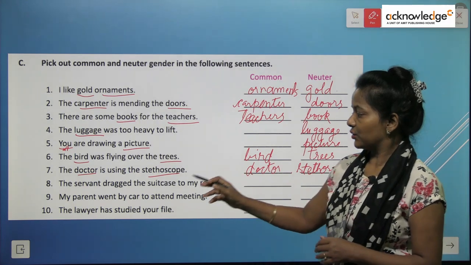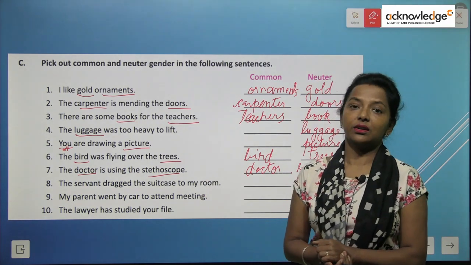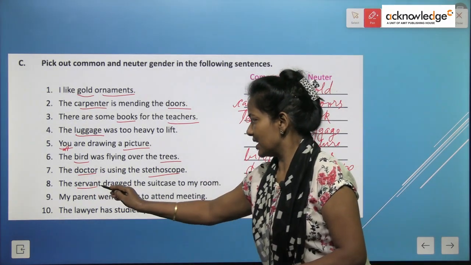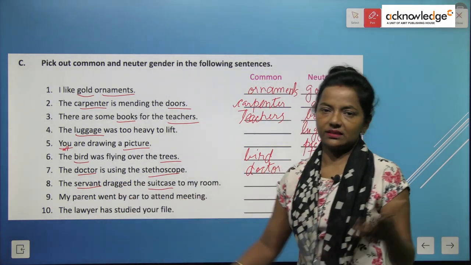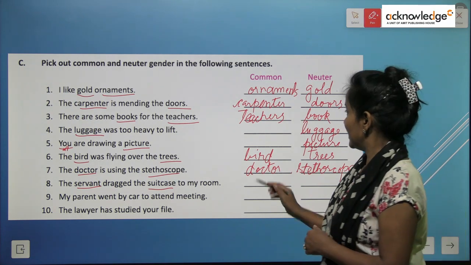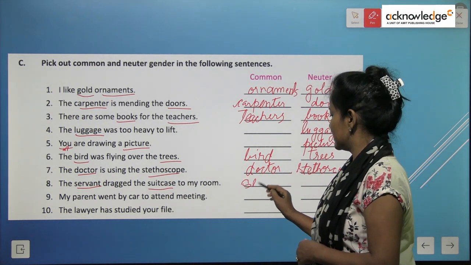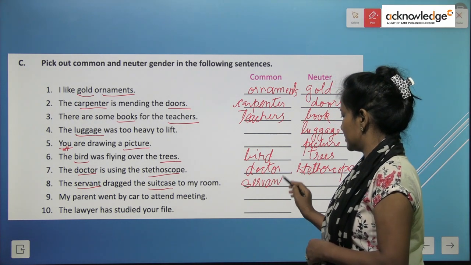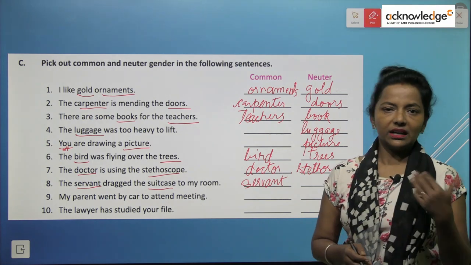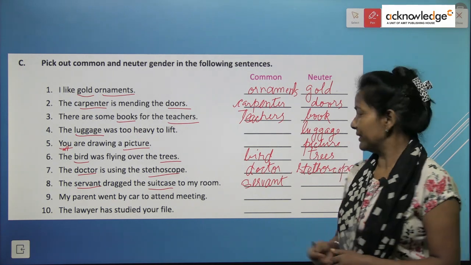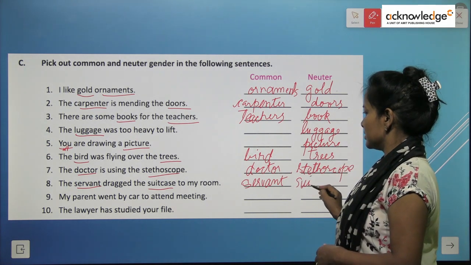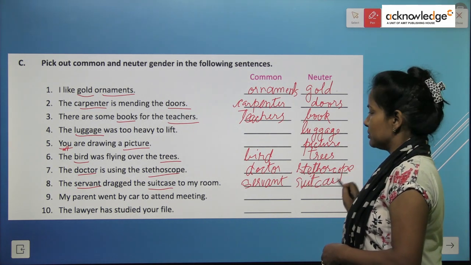The servant dragged the suitcase to my room. Servant is noun and suitcase is noun. Servant is a common gender. Servants can be male and female. Suitcase is again a non-living thing. So here suitcase is a neuter gender.